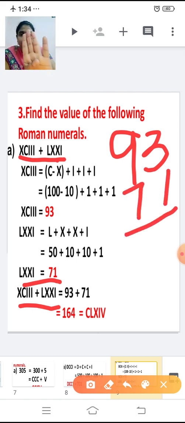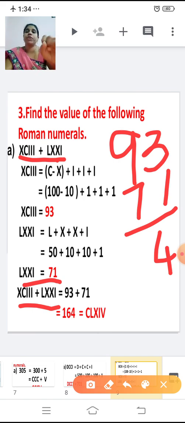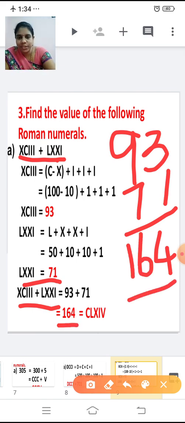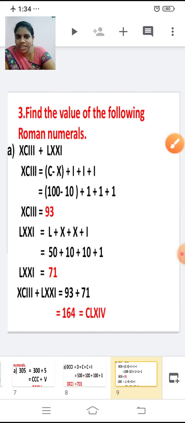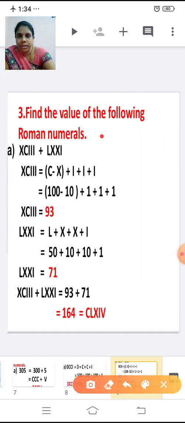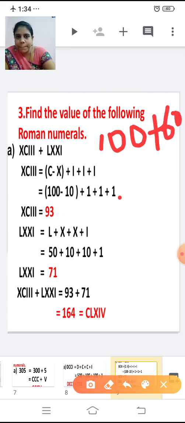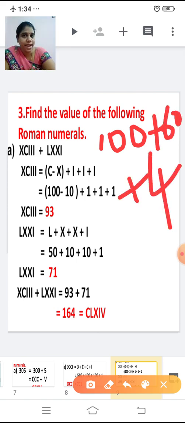3 plus 1 is 4. 9 plus 7 is, after 9 I'm going to add 7 more: 10, 11, 12, 13, 14, 15, 16. So 164. Write that in Roman numerals. I'm writing 164 as 100 plus 60 plus 4.